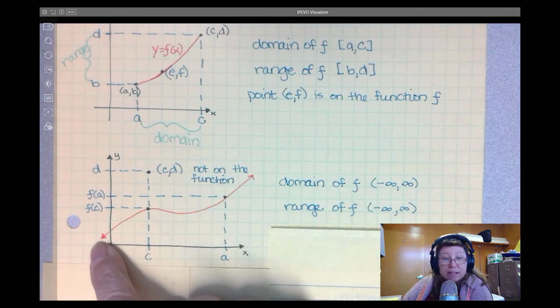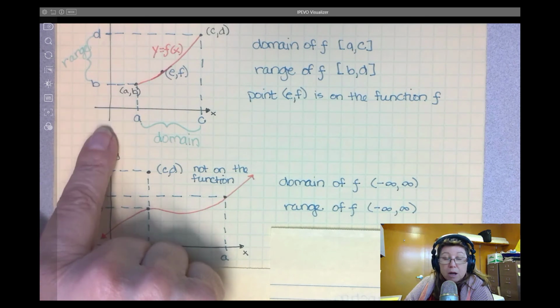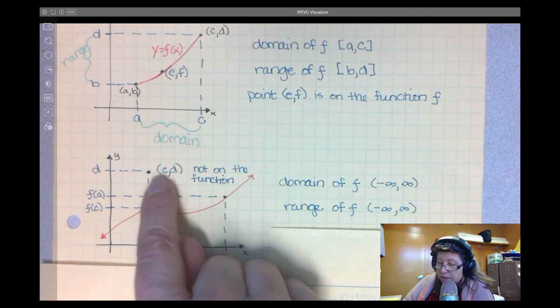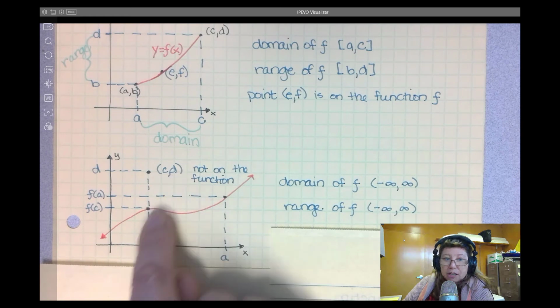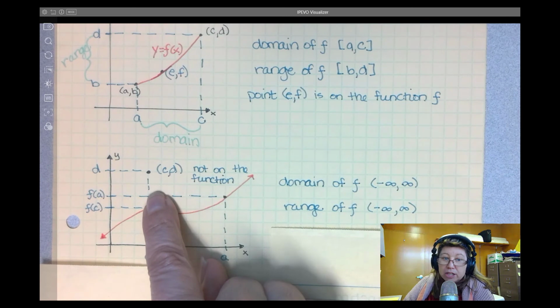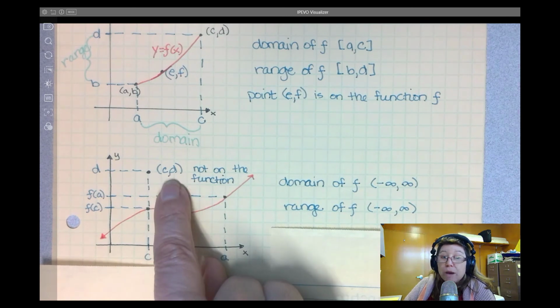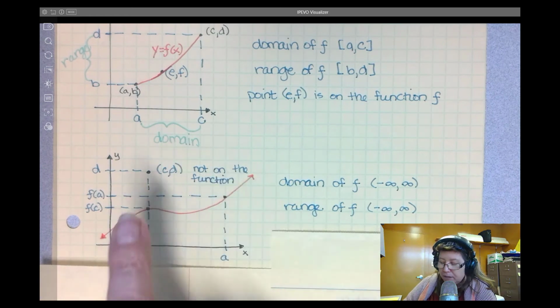If it didn't have the little arrows and it stopped at a particular point, then it would be very similar to the first option. Now we want to see if (C, D) is on our function. Well, is it on the red line? No, therefore it's not on the function. It is within the domain and range, but is not a solution for the function. It is not on the function. That's the difference here.